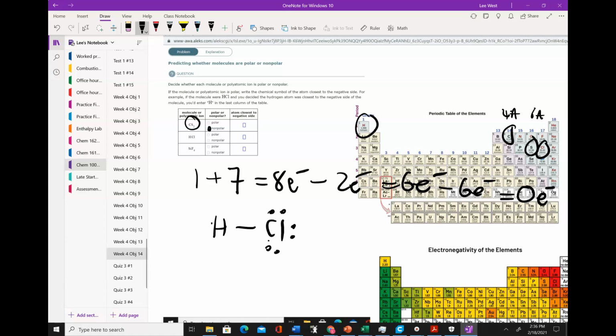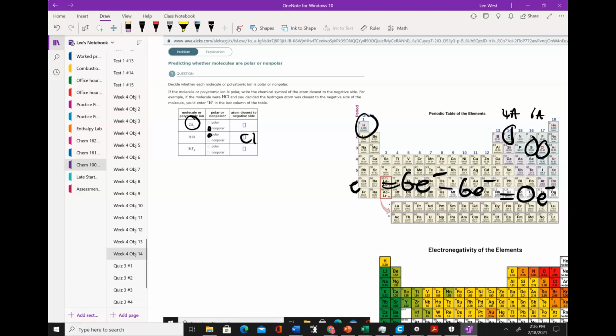Hydrogen has an electronegativity of 2.2, and chlorine has an electronegativity of 3.16. So that means this bond will be polar, and the chlorine end will be the negative end, and the hydrogen end will be the positive end. So this is going to be a polar molecule, and chlorine will be the atom closest to the negative end of the molecule. Not too bad because it was just a diatomic molecule. Pretty easy to figure out what was going on there. Alright, let's move on and do the next one.